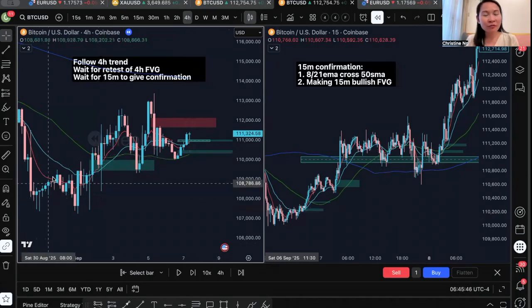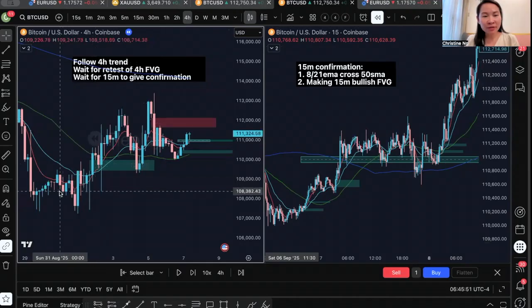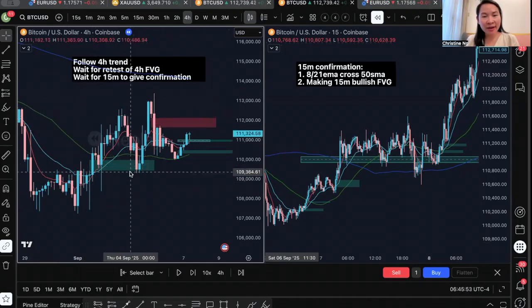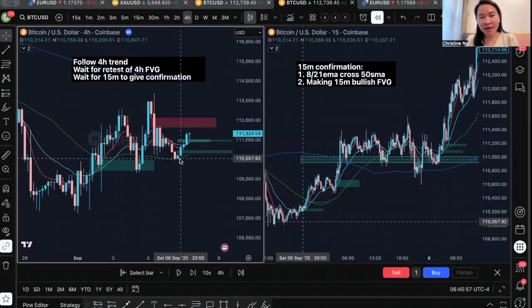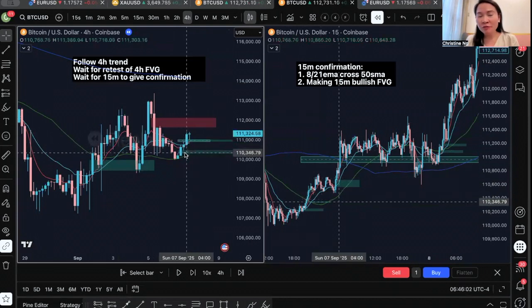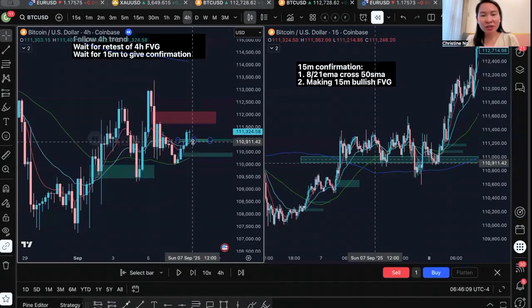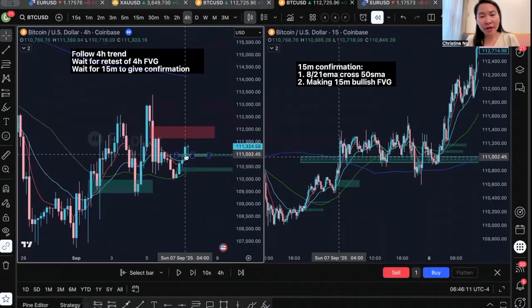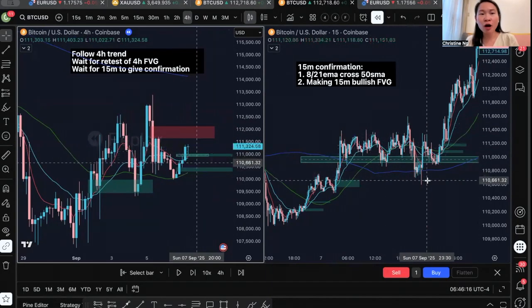So you can see on the 4-hour chart here that it was an uptrend because it was making higher highs and higher lows. And when price came back to test the 50 SMA, it held and it started making a bullish fair value gap on the 4-hour, and the 8 EMA crossed back above the 21 EMA. So I was paying attention to this 4-hour fair value gap over here, and I wanted to see what the price reaction would be to that 4-hour fair value gap when it came back on the 15 minutes.